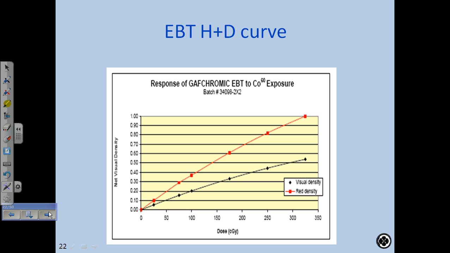Another thing about this film is that it's more sensitive to red light than it is to high light. So some people buy red fluorescent tubes, and they get a better H+D curve because for the same change in dose, you get a bigger difference in optical density. So this red light is a little bit better.